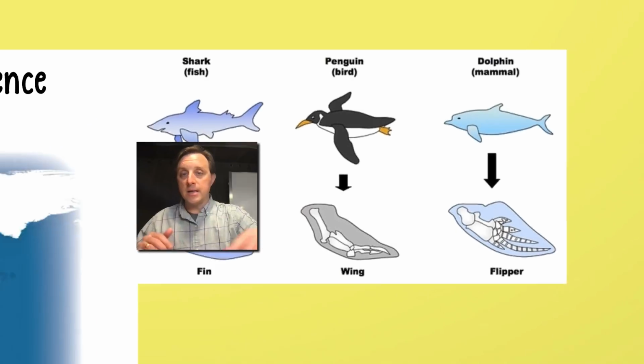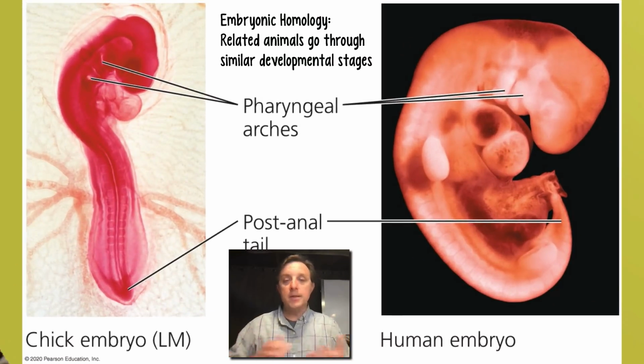Okay, so that's anatomical evidence. Sort of related to that, embryonic relatedness. As organisms, especially vertebrates here, go through different embryonic development stages, they will look very, very similar. And the longer they look similar, the more closely related we think those organisms are.